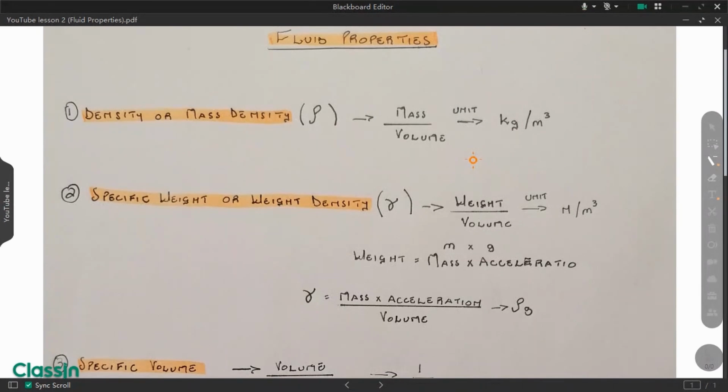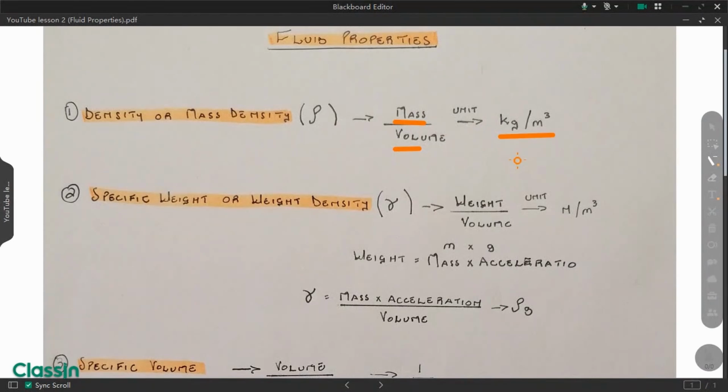There are different kinds of fluid properties, but not all of them are covered here. We will look at density, specific weight, specific volume, specific gravity, and dynamic viscosity. So what is density? Density is a ratio of a fluid's mass to its volume. So it's mass over volume. Its unit is kg per meter cubed. That's density, also called mass density.